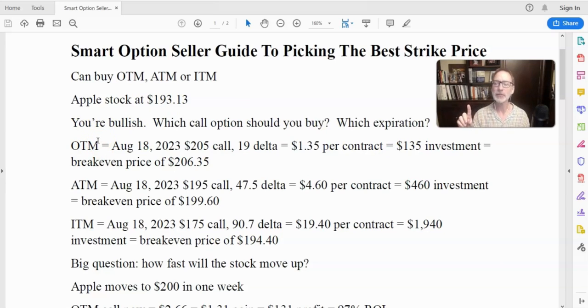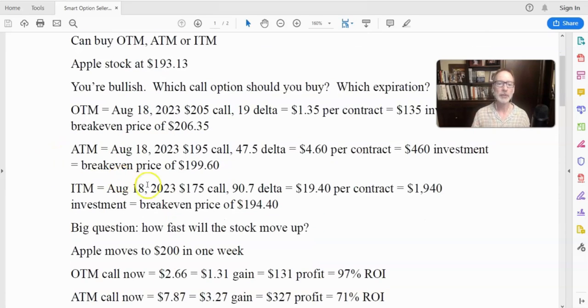But is that the best strike price to buy? Well, I'm going to show you some numbers that may change your mind, okay? So as we move here, let's look at the break even for the in the money calls, which is $194.40.